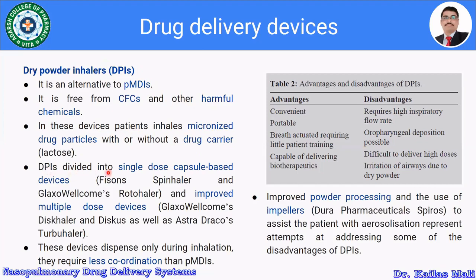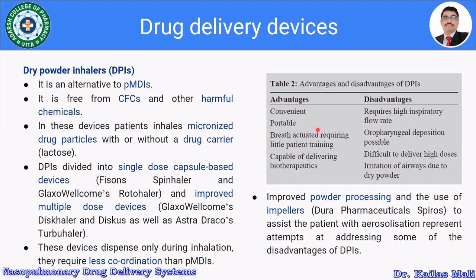DPIs are divided into single dose capsule based devices and improved multiple dose devices. Single dose capsule based devices are the Fisons Spinhaler and Glaxo Wellcome's Rotahaler. Improved multiple dose devices are Glaxo Wellcome's Diskhaler and Diskus, as well as AstraZeneca's Turbuhaler. These devices dispense only during inhalation and they require less coordination than the pressurized metered dose inhaler. That is the main advantage of the dry powder inhalers.